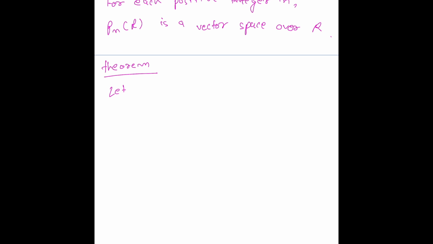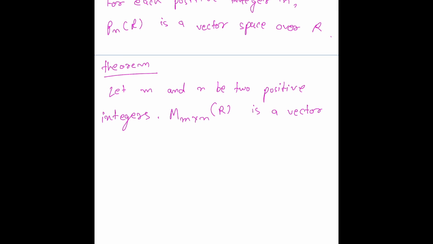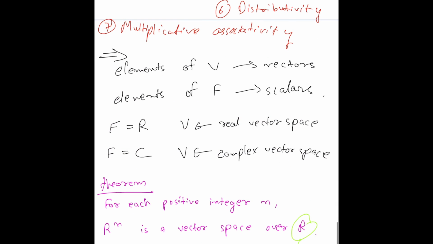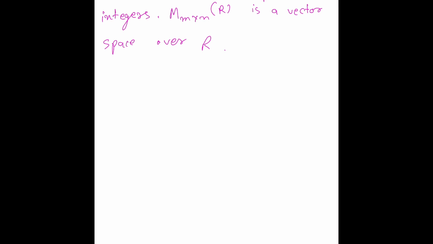Let m and n be two positive integers. Then the set of m by n matrices over R is a vector space over R. So first we went with the vectors, now we are going with the vector space. So we will go with three things in this chapter: Cartesian space, polynomials, and matrices. Now, we know real numbers from before, but now we will go with some basic knowledge of complex numbers.